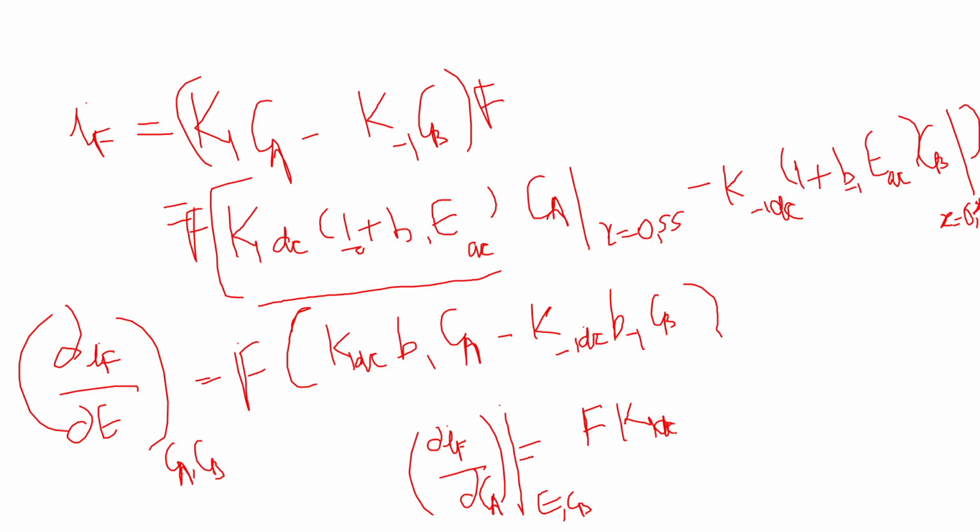Are you able to understand that? Set a constant potential, so EAC value will be 0. So that term goes. Okay, any doubt?